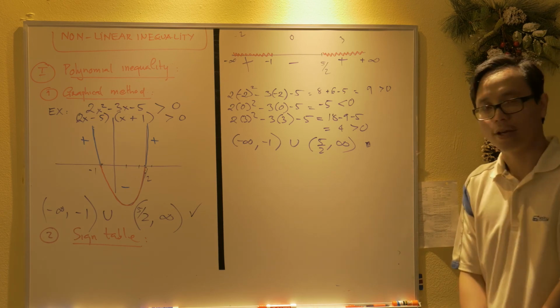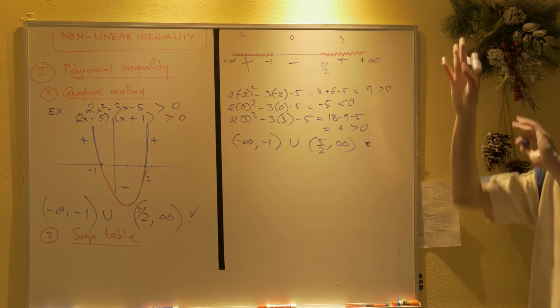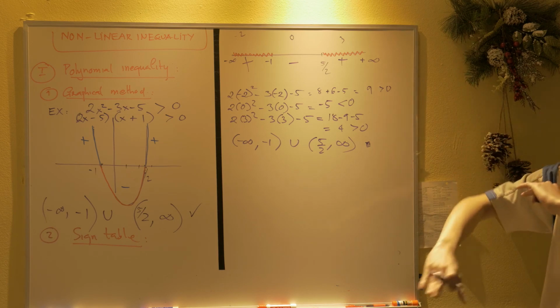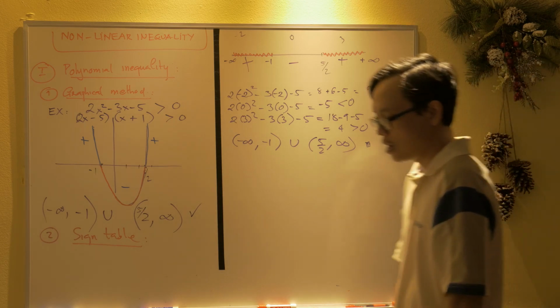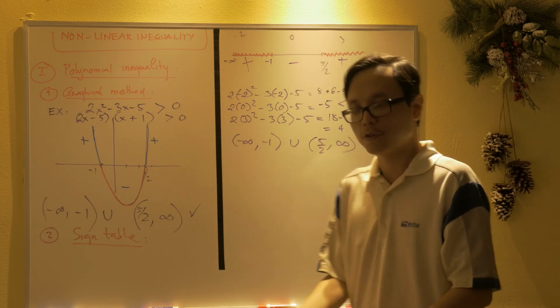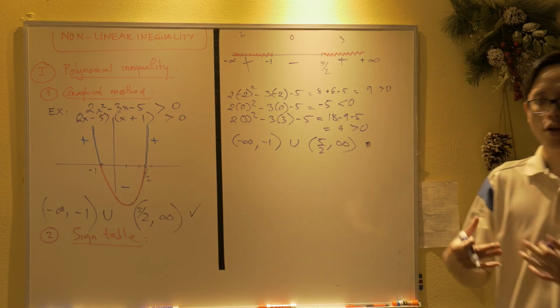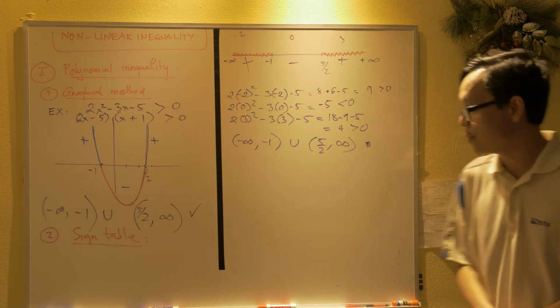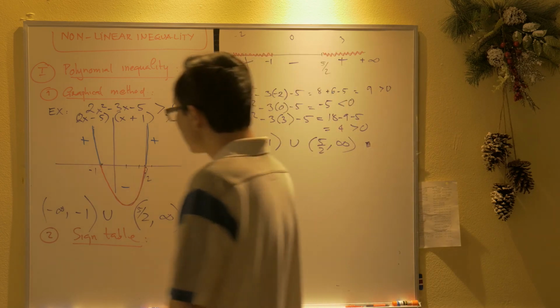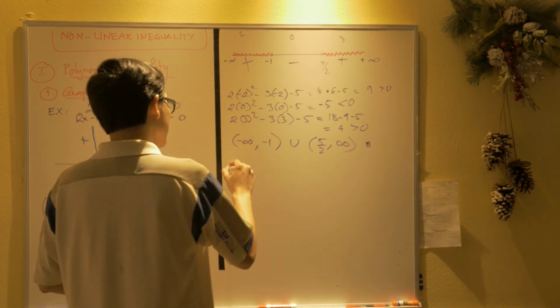I mean, you can put it into the calculator, graph it, and see what part is above the x-axis and what part is below the x-axis. But when I ask you to do it on a test, I want you to use a sign table. For example, what if I give you something like this?